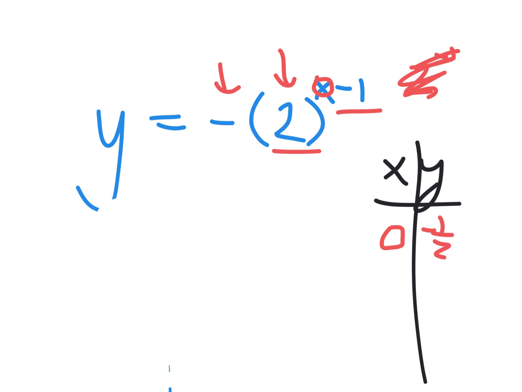Pick something you like. 1 is super easy, because then you got 2 to the 0 power, which is 1, and then it's negative 1. So the next one is 2. I want to put in a 2. And then it's 2 to the 1, which is 2, and then negative 2. All right. There's 3 points.